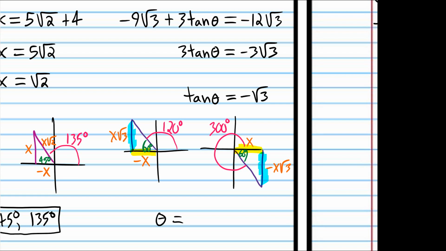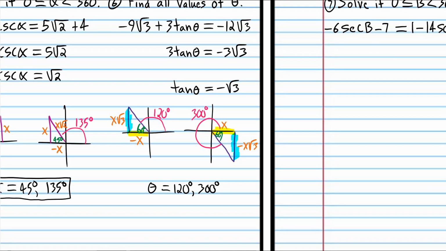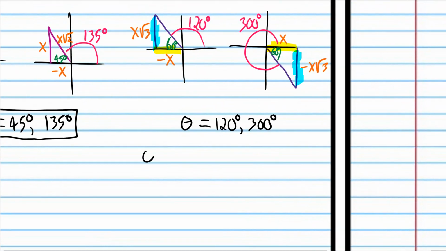Theta is equal to 120 and 300 degrees. But this problem tells us to find all of the solutions, not just the solutions between 0 and 360. So we need two equations. Theta is equal to 120 plus 360n and 300 plus 360n.